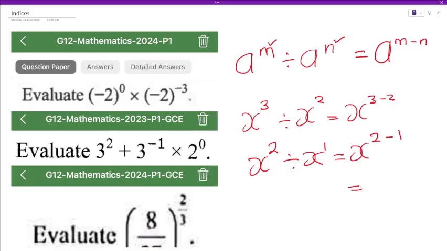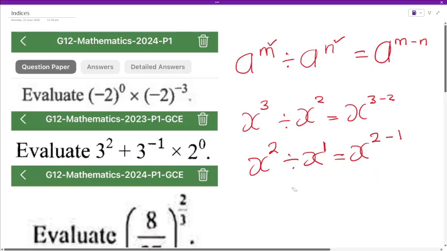Okay, so meaning your final answer there will just be x to the power of 1, but we said when the power of a value is 1, you don't write it, so we just write it as x. But when we are solving, you apply it. There's a 1 there, that's why we're doing 2 minus 1 there. So that is that for division.